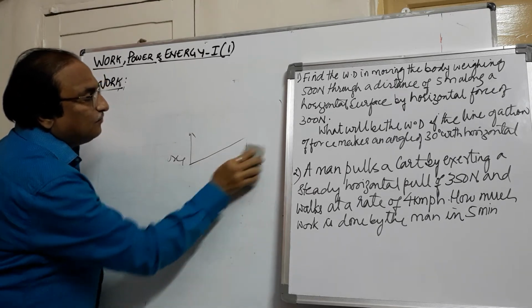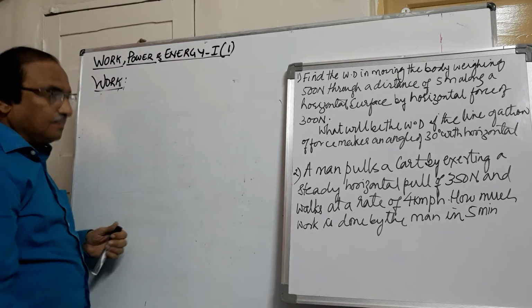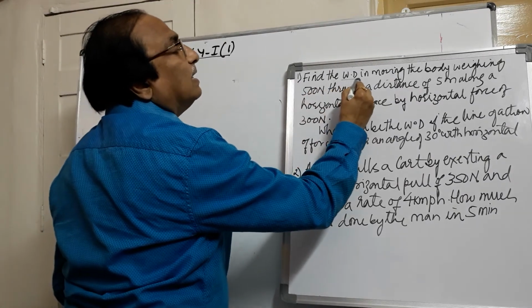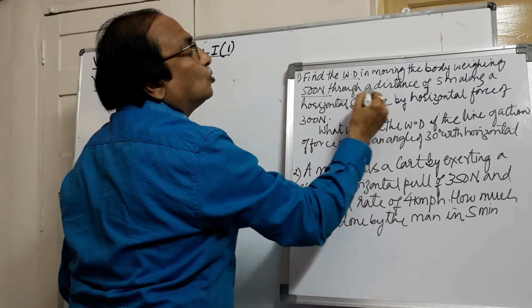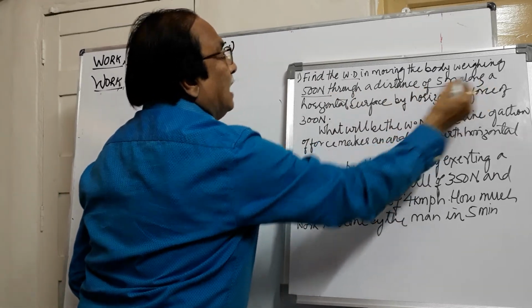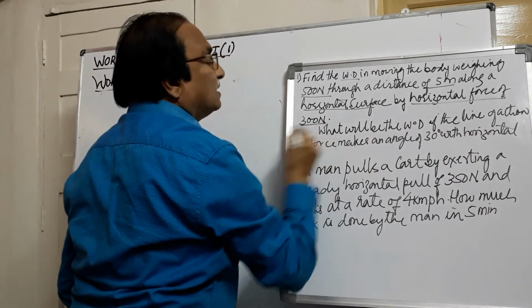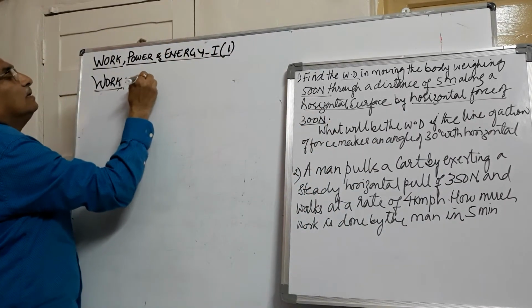So the unit of work done is Newton meter or joule. Let us take a simple problem here. You are required to find the work done in moving a body weighing 500 Newton through a distance of 5 meters along a horizontal surface by a horizontal force of 300 Newton. So you are required to find out what is the work done.